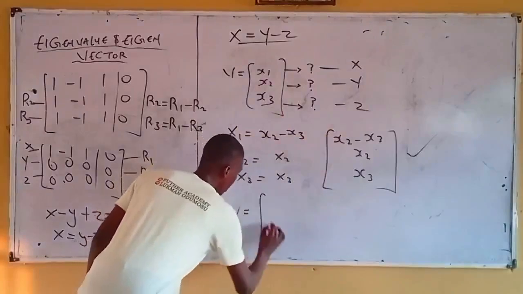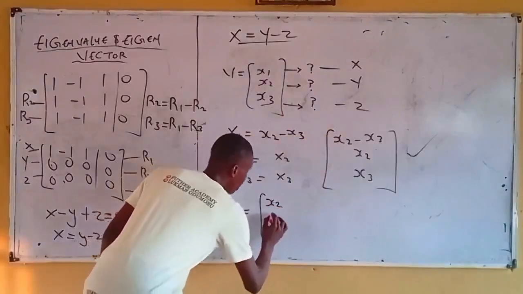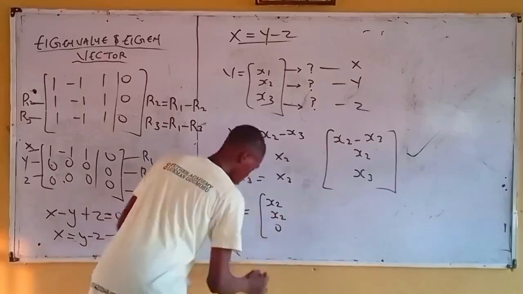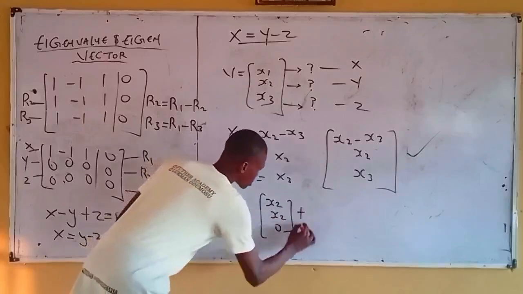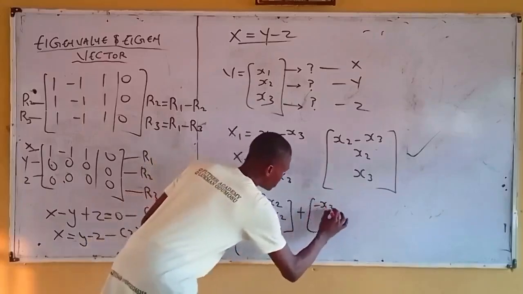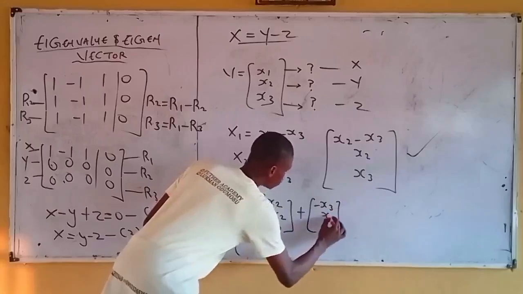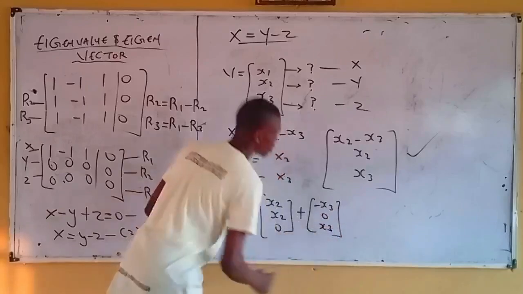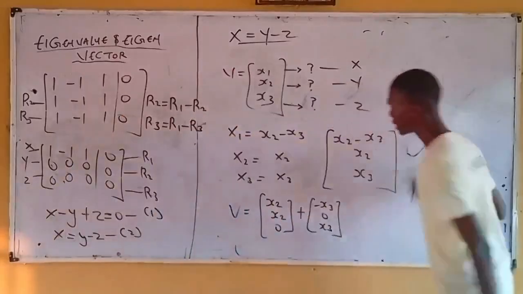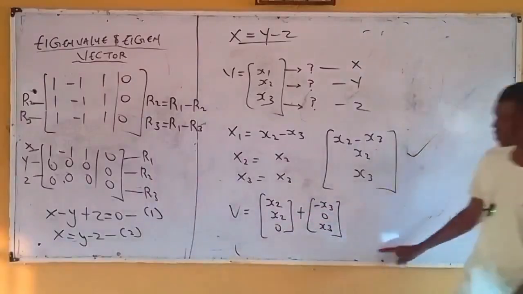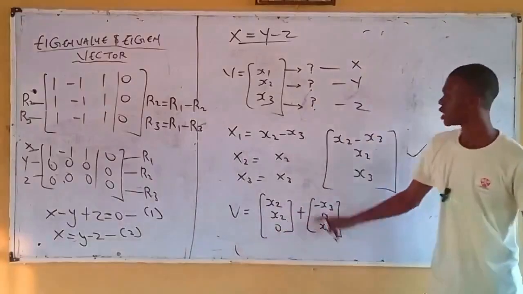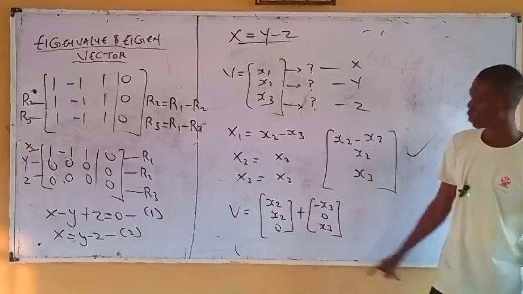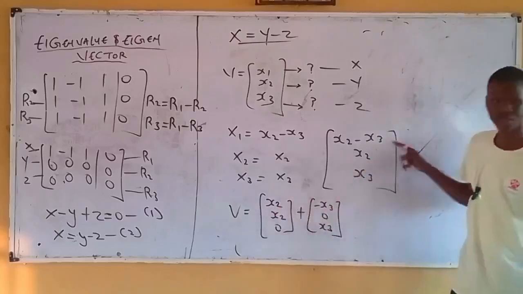It can still be written as x2 times the column (1, 1, 0) plus negative x3 times the column (1, 0, 1). Is that correct? Yeah. From here, this is still my eigenvector. What we just did, instead of getting one column matrix, you are now getting two column matrices, because x2 plus this will still give us this.